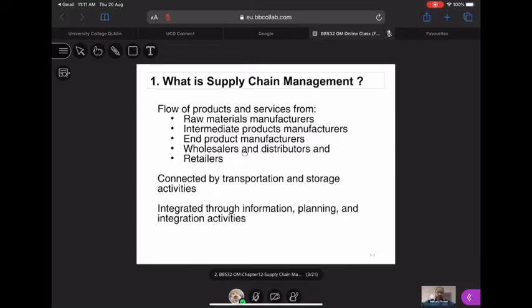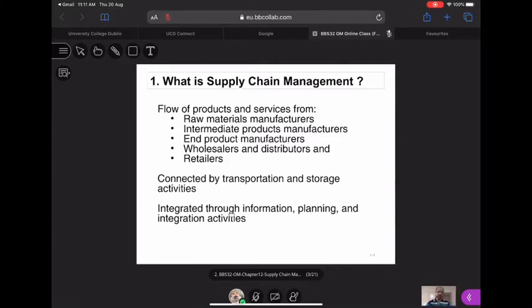This entire supply chain management, needless to say, is connected by some transportation. So from the raw material, of course, it needs to be transported to the retailer and finally to the customer. So there is transportation involved and there are storage activities involved as well. At each part, where the manufacturer makes the product ready, they store it somewhere. So they are stored in some warehouses, distribution centers, etc. So there's storage and transportation involved as well in this entire supply chain management process.